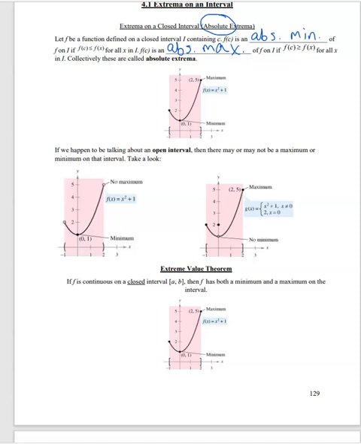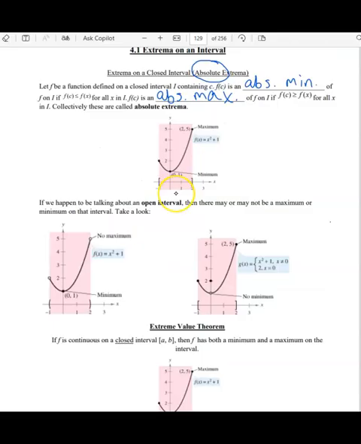Take a look at this picture as a little example of what we're talking about. Notice we have a closed interval here from -1 to 2, so x values range from -1 to 2. The endpoints are closed there. Within that interval, the smallest value occurs right here at this dip in the graph, so that would be an absolute minimum in that interval. The highest value occurs over here at the right endpoint, and that would be an absolute maximum in that closed interval.